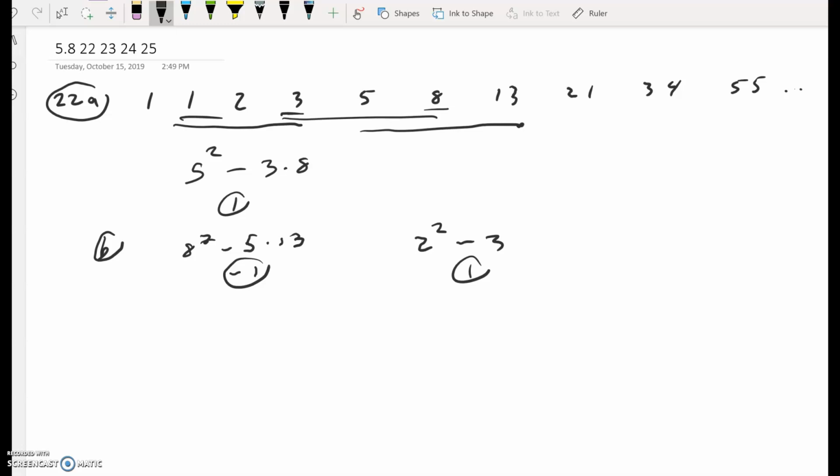So my guess, part C wants a guess. My guess is you're getting either 1 or negative 1. Always. I haven't proved it, but it doesn't ask for a proof, it asks for a guess, and that's my guess.